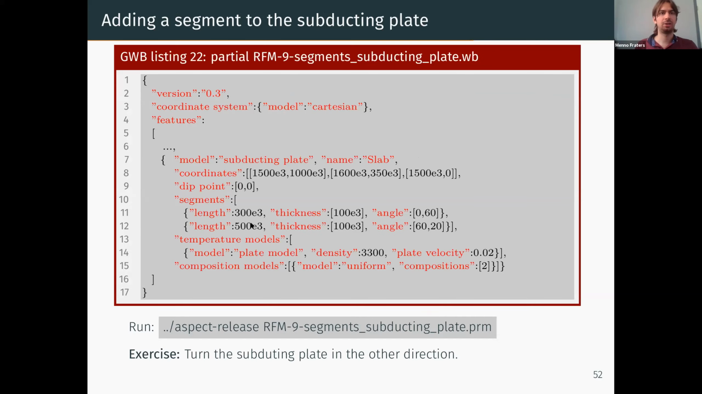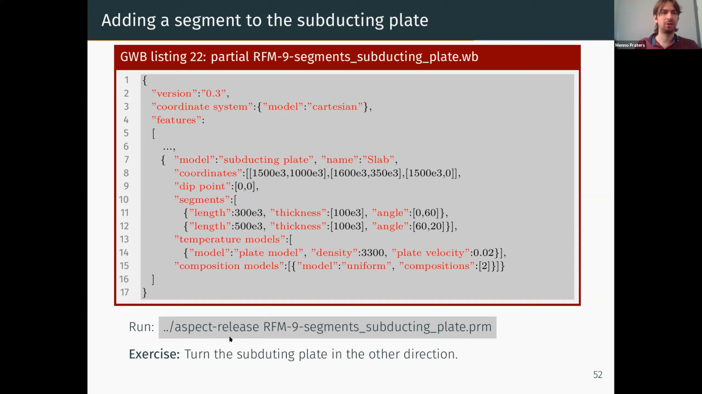But now I want to define a second segment, and that second segment will be added to the first segment. We'll see that in a moment. In this case, I want to give it a length of 500 kilometers. I want to still have a thickness of 100 kilometers, but now let's make it even more interesting. Let's go from a 60 degree angle to a 20 degree angle. So this is the only change we made. We added an extra line. We gave it a length, a thickness, and an angle.